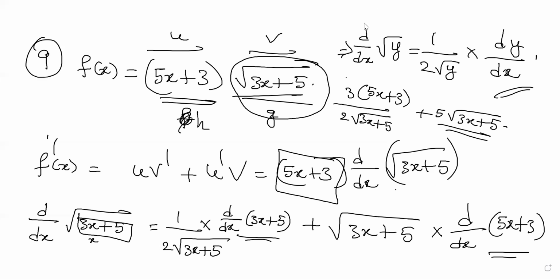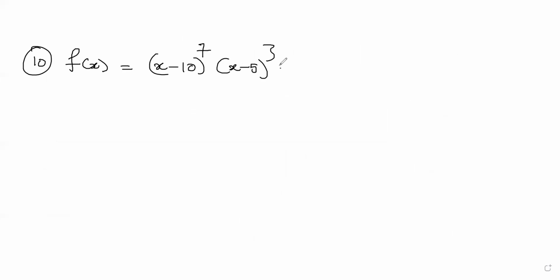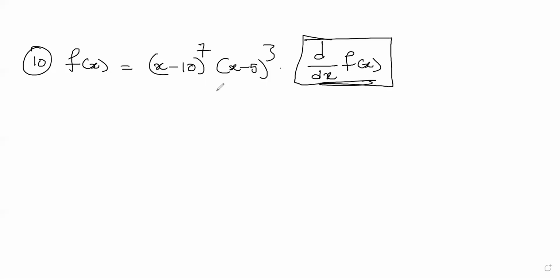Maximum what they have done, if I remember, is you have f of x equal to x minus 10 whole power 7 into x minus 5 whole cube. Suppose you have this in hand, and now you have to find the derivative df of x by dx. How do you approach? You assume this entire thing as u, this entire thing as v. So f dash of x, you will do uv dash plus vu dash.